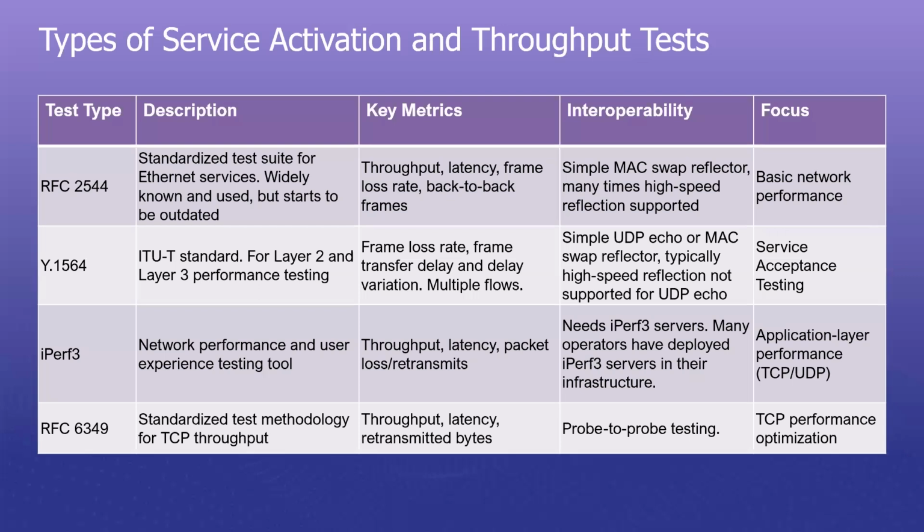And typically this is focused on the TCP performance, but you can also do UDP tests with iPerf3. Then RFC 6349 is more of a niche test. It's really for optimizing TCP throughput. So KPIs, of course, throughput, latency, retransmitted bytes. And here you really need to have probes in both ends to perform the tests. So it's really targeted at optimizing TCP performance for different amounts of flows.